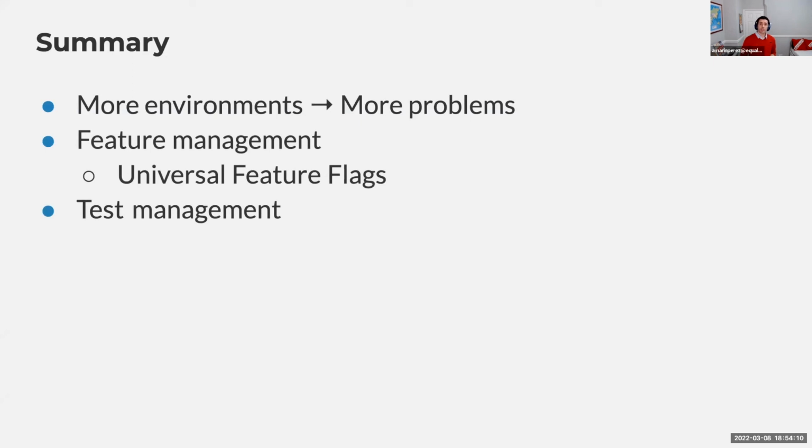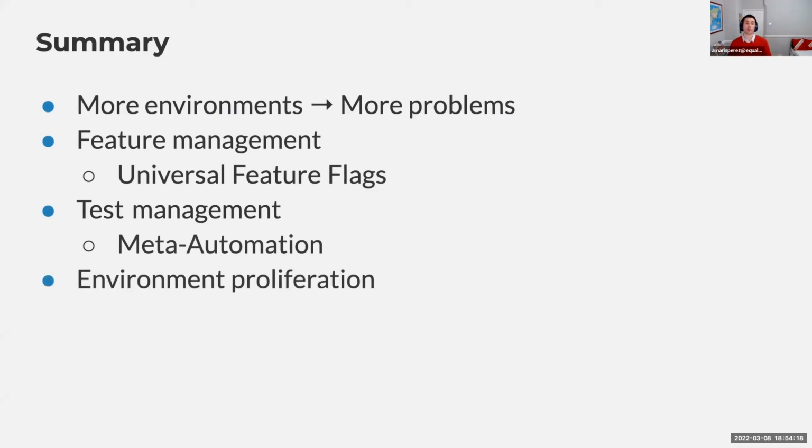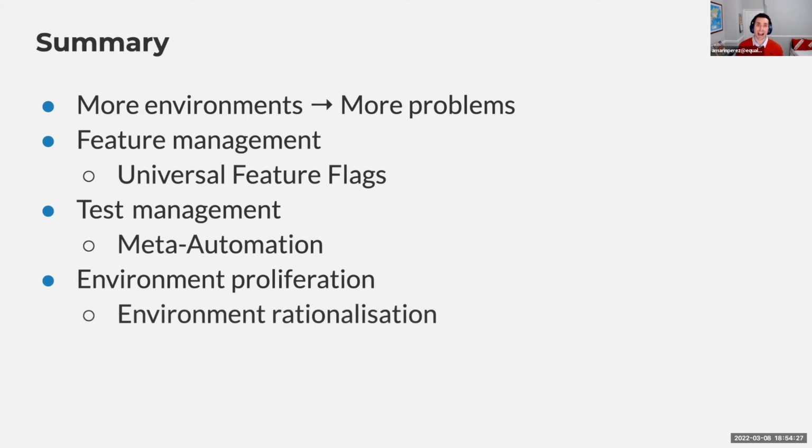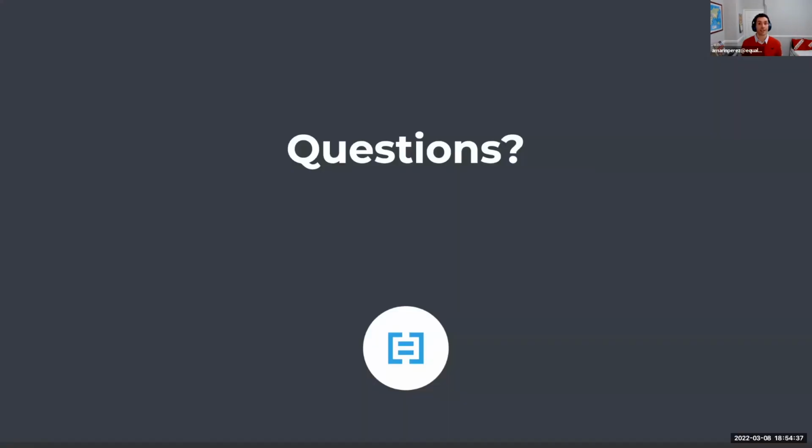Then we also have to be mindful about the management of tests, which we can solve with meta automations. And finally, we have to be careful with the proliferation of environments, and it's going to come with the ease of creating environments. And we can tackle that by taking a hard look and rationalizing, arguing very hard on whether we need those environments or not. This is all I wanted to talk to you today about. I hope you found it useful. I hope it was clear. And if not, this is the time to ask questions.